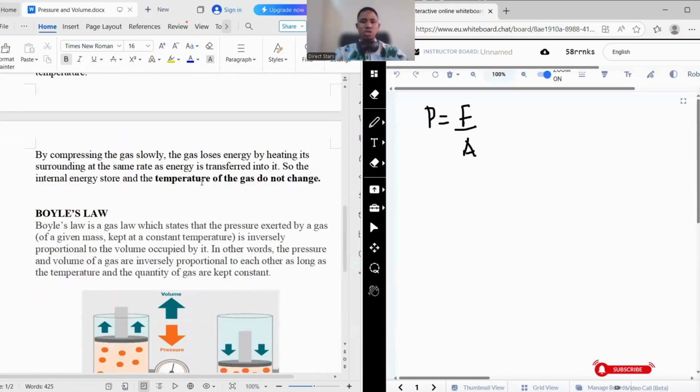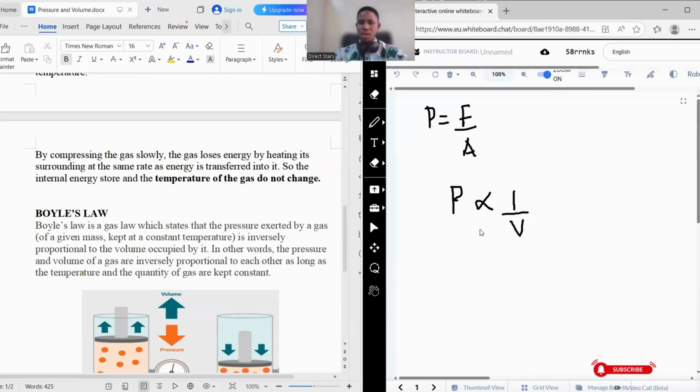So now we move to Boyle's law. What does Boyle's law state? Boyle's law states that the pressure exerted by a gas is inversely proportional to the volume occupied by it, provided the temperature remains constant. What does that mean? The pressure exerted by a gas, that is P, is inversely proportional to the volume. What do we mean by inversely proportional? That is reciprocal. You reciprocate the volume, provided temperature remains constant.